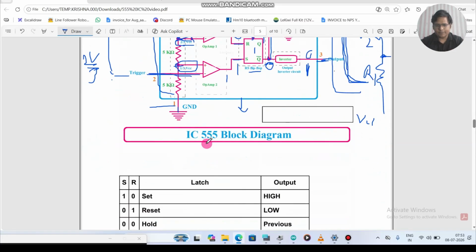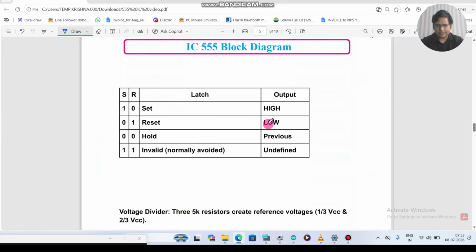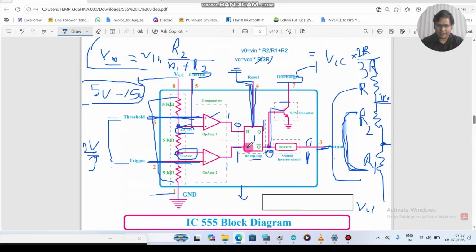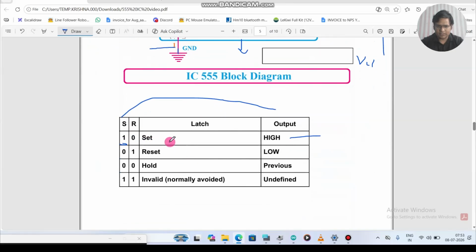Now you can see here, this is how the latch works. We say SR latch. 1 0 means if S is 1 and R is 0, the output will be high. That's what I showed you. If S is 1 and this is 0, Q bar will be 0 and then the inverter will make it 1. So if S is 1, you get a high output. If S is 0, you get a low output. 0 0 is hold previous and 1 1 is invalid.